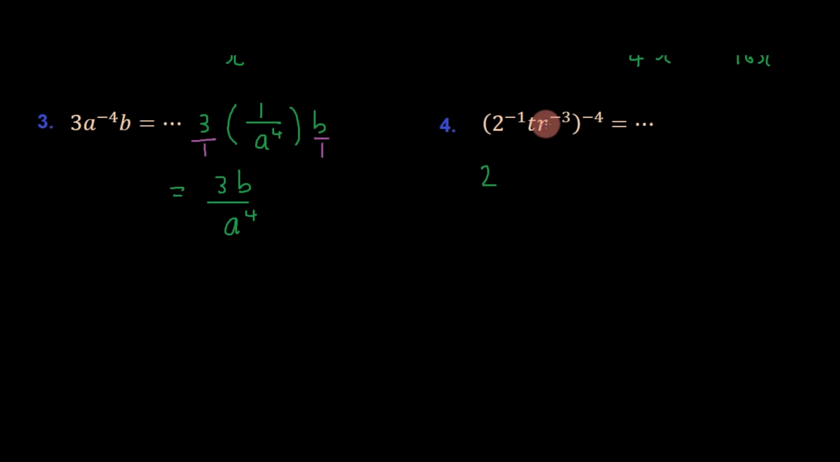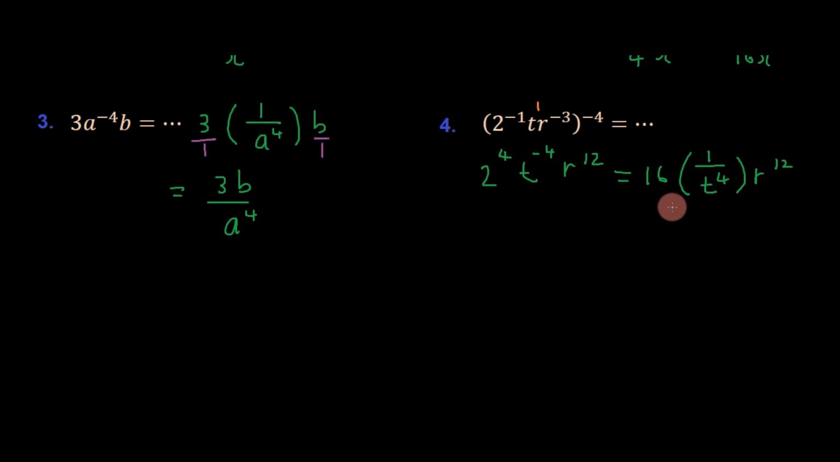So -1 times -4 is +4. There's a 1 here as a power of t that we don't write. So 1 times -4 is -4. And then -3 times -4 is 12. Now 2 to the 4 is 16. And we can apply law 6 here and write it as 1 over t to the +4, all times r to the 12.